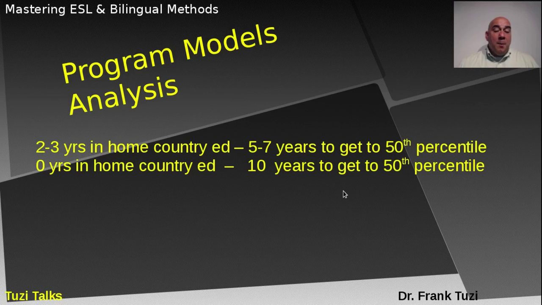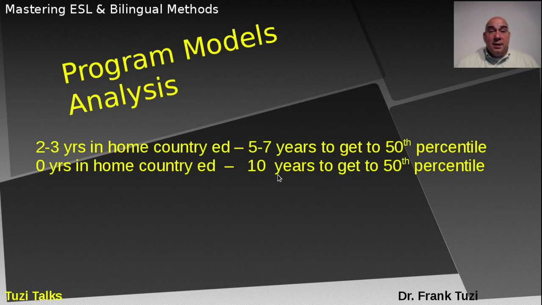Another element of their research indicated that a student who comes into your program, in other words, a student who comes from overseas and goes into your classroom, and has 2 to 3 years of literacy training in their own language, it's going to take them less time. It's going to take them 5 to 7 years to get to the 50th percentile. Students who come in with 0, it's going to take longer. It's going to take about 10 years for them to get to the 50th percentile.